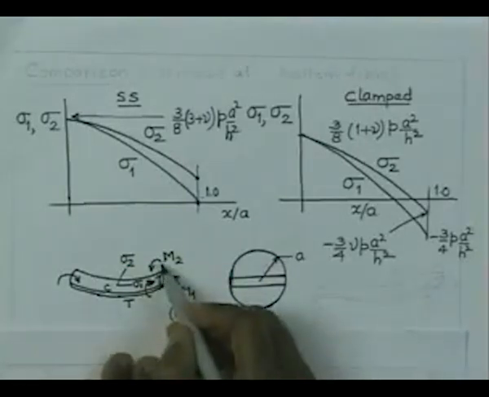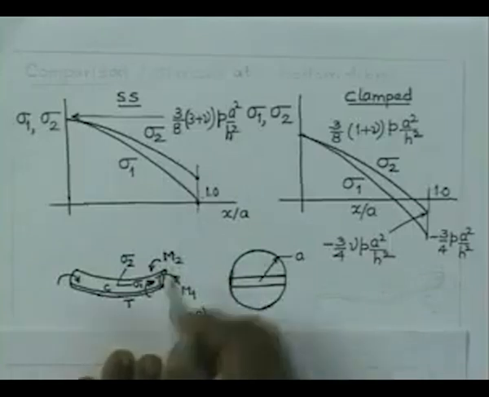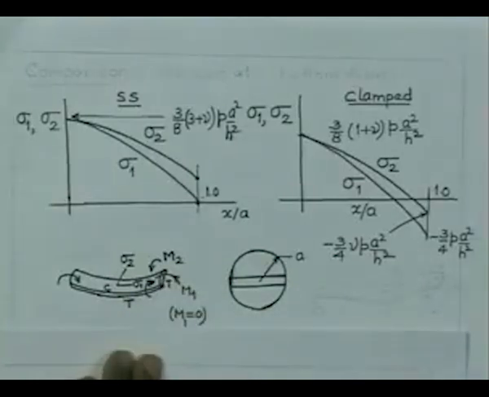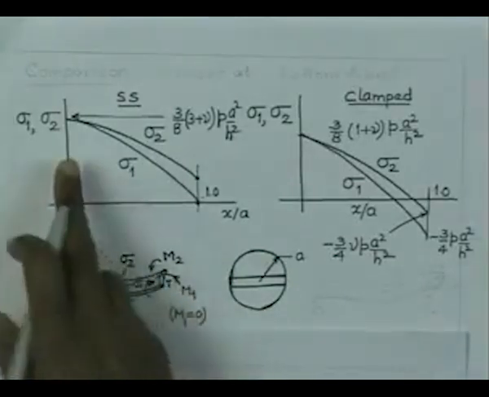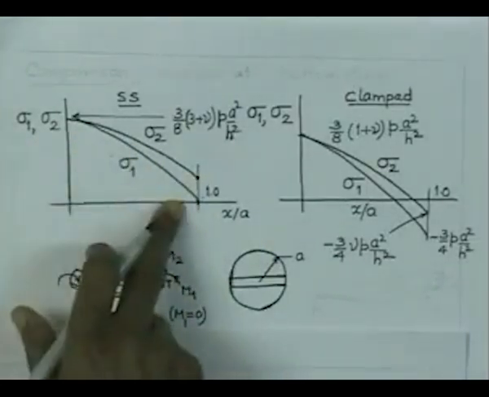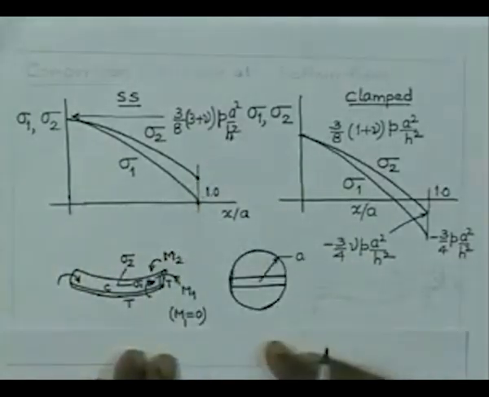Support is going to apply some moment which is going to be undoing this curvature, and that moment has got to be directed like this. And if this is the moment acting here, we must have tensile stresses developing at the bottom fiber and compressive stresses developing at the top fiber, and we are plotting the stresses here at the bottom fiber of the plate, and therefore, sigma 2 is positive as expected.